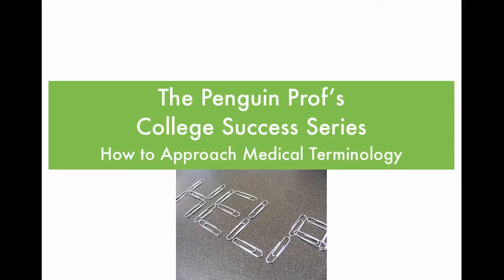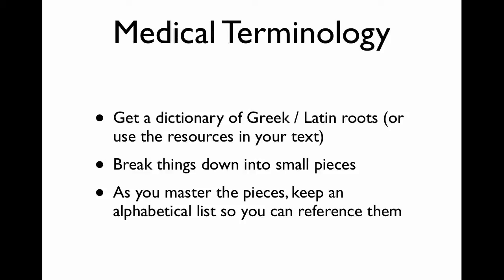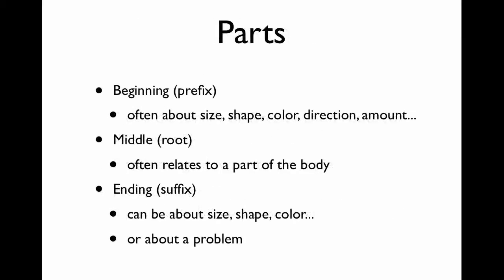Today I want to talk about how to approach medical terminology, what I like to call breaking up, which isn't hard to do. So the key, of course, is to take big, complicated problems and to break them down into small, more manageable pieces. This is true for language as well as the rest of life. The problem, of course, as I've mentioned in other videos, is that in science and medicine, we use a lot of terms that come from Greek and Latin roots. So I highly recommend that as you master all of these pieces, you keep a list, or better yet, get yourself a dictionary of Greek and Latin roots, and you just build your skill set from the bottom up, and it gets easier as you go, I promise.